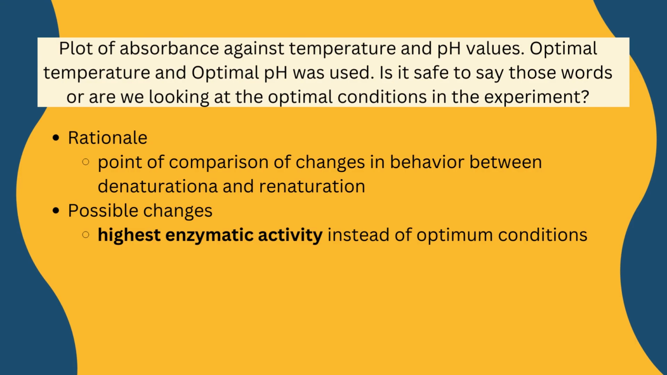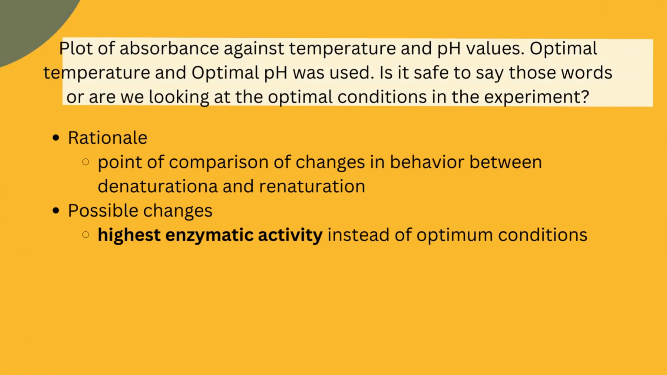So we have mentioned in the video that we use the words optimal temperature and optimal pH, but are those the right terms? Although it is true that the determination of optimal temperature and pH is not the goal of this portion of the experiment, it provided a point of comparison in the changes in behavior between the denaturation and renaturation. With showing the changes in values of the lowest absorbances, we can observe that not all denatured proteins are renatured back. Another term that might be better used is the highest enzymatic activity or lowest absorbances, as it is more general and does not incite comparison to literature values.